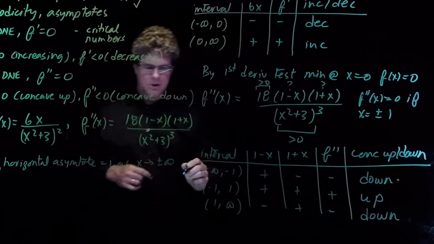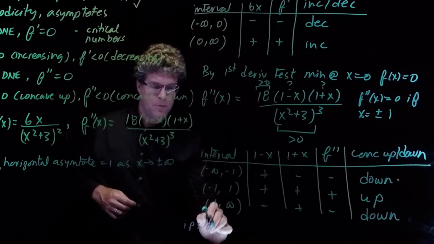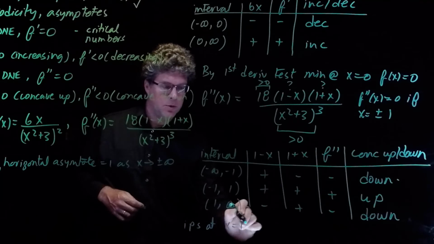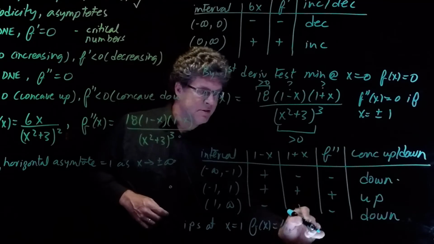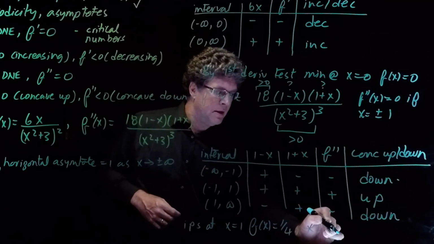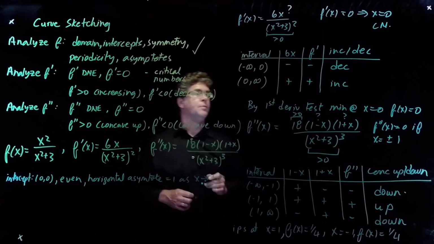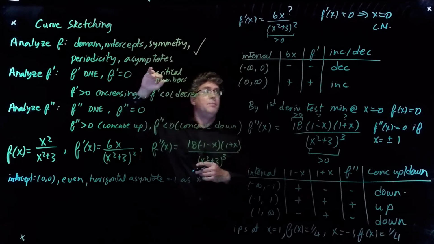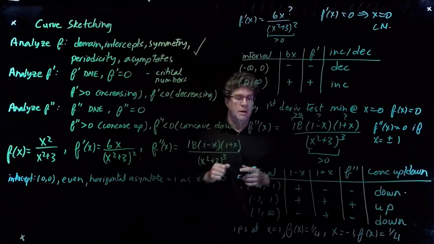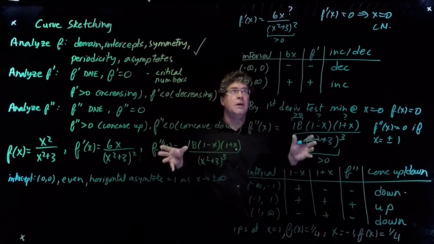And so we have inflection points at x is equal to 1, f of x is equal to a quarter, and x is equal to minus 1, and f of x is equal to a quarter. Okay, so we've found that we have a function which is decreasing and then increasing, but we have inflection points at plus and minus 1, and so we want to put all of this together and try and graph things out.